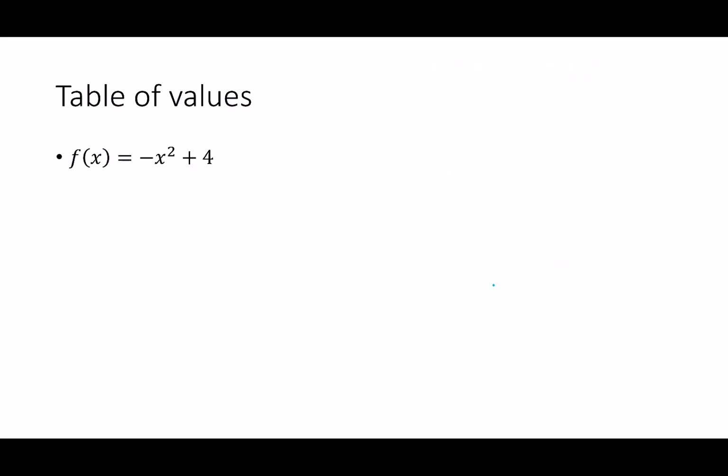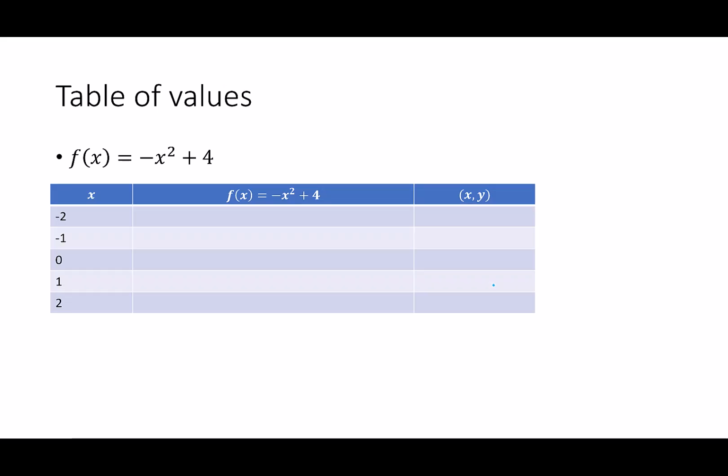As another example, I have f(x) = -x² + 4. I'm going to use those same values of -2, -1, 0, 1, and 2. I have f(-2) is -(-2)² + 4. Having these double negatives means you really need to pay attention to order of operations. So I have -4 plus 4, which is 0, starting with (-2, 0). f(-1) is -(-1)² + 4. -1 plus 4 is 3, so I have the point (-1, 3).